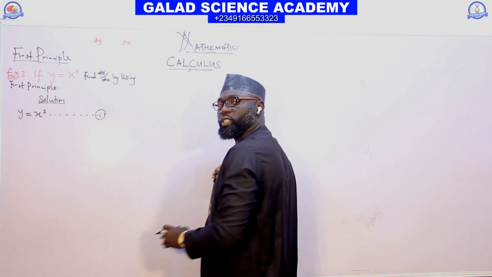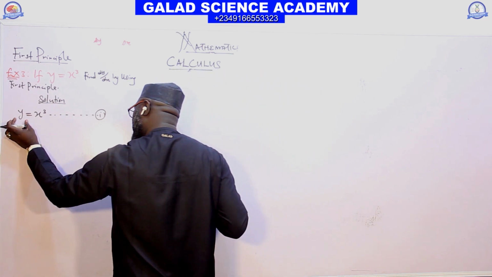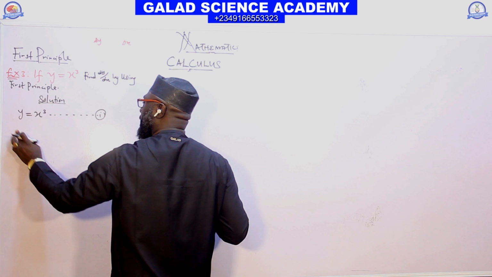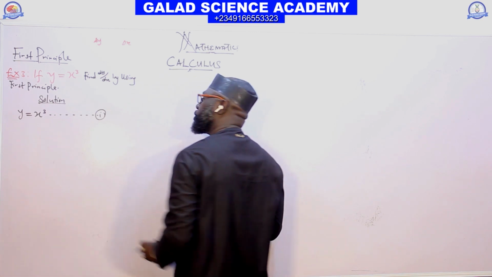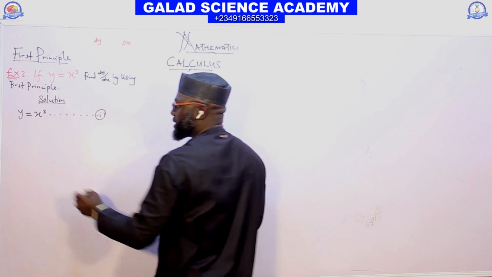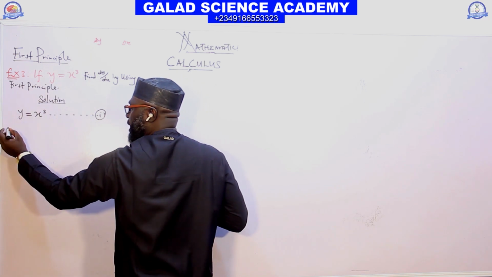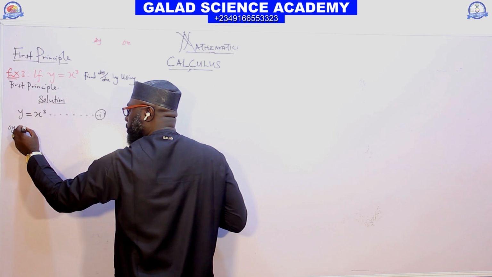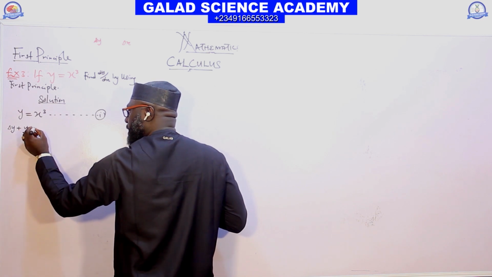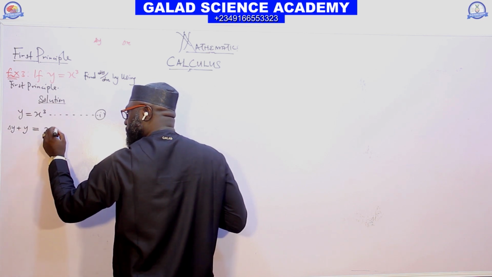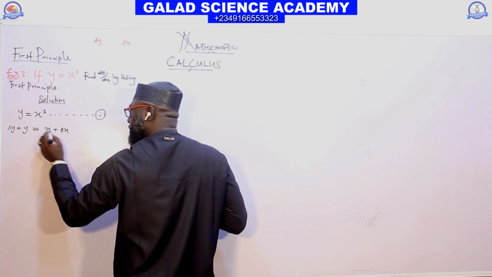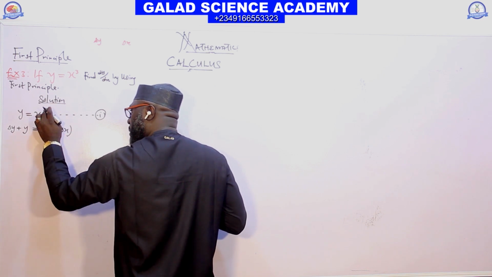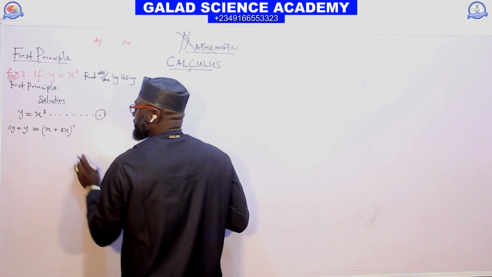The next thing is the increment in y. You add the increment to x, and you add this to y. So it will be y plus change in y, then here we have x plus change in x. What is the power of x here? It is 3.